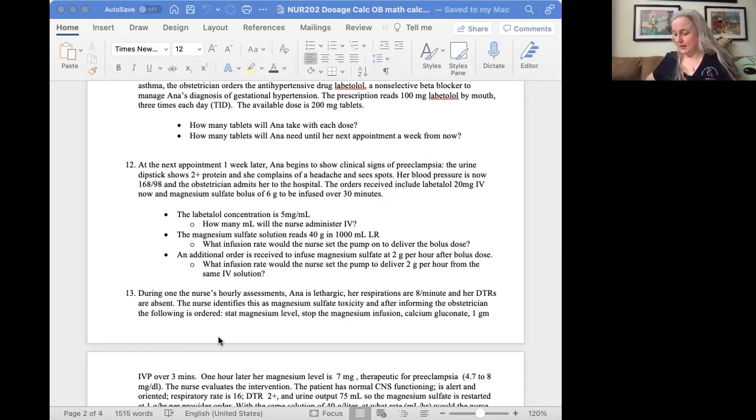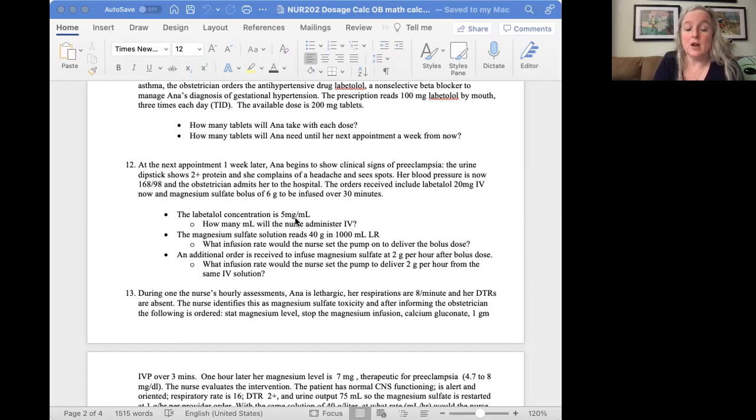Anna goes back to the doctor a week later. And she is now showing clinical signs of preeclampsia. Not surprising. The urine dipstick shows 2+ protein, and she complains of a headache and she's seeing spots. So she has cerebral changes, visual changes. Her blood pressure is 168/98. The obstetrician admits her to the hospital, and her orders include labetalol, 20 milligrams IV now, and then magnesium sulfate bolus of 6 grams to be infused over 30 minutes.